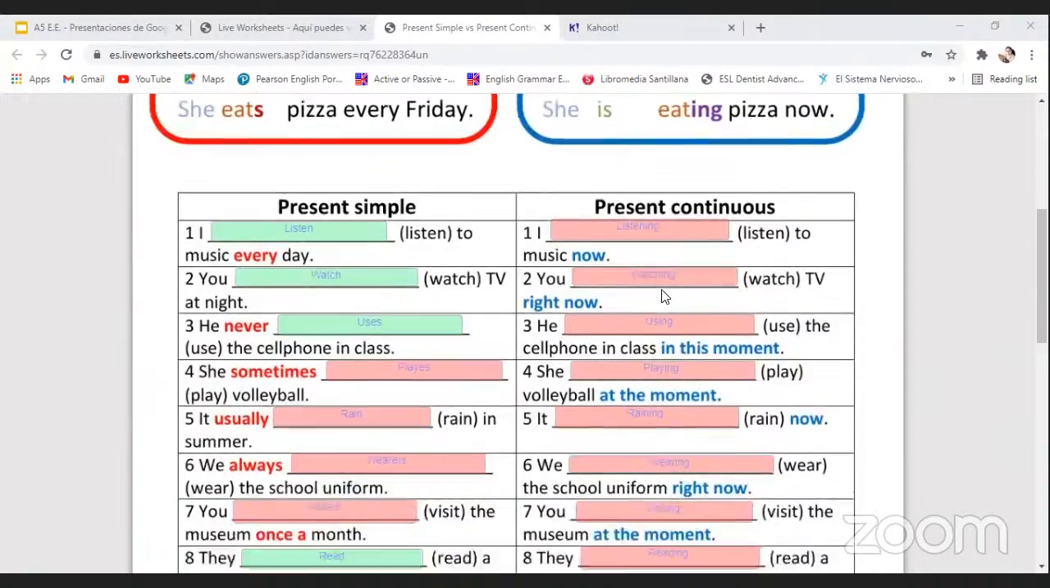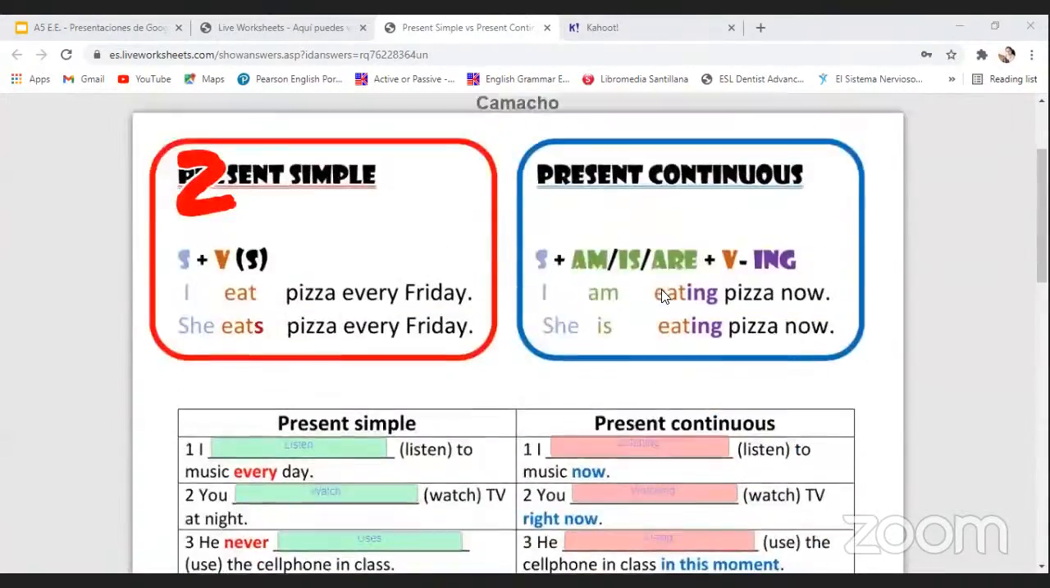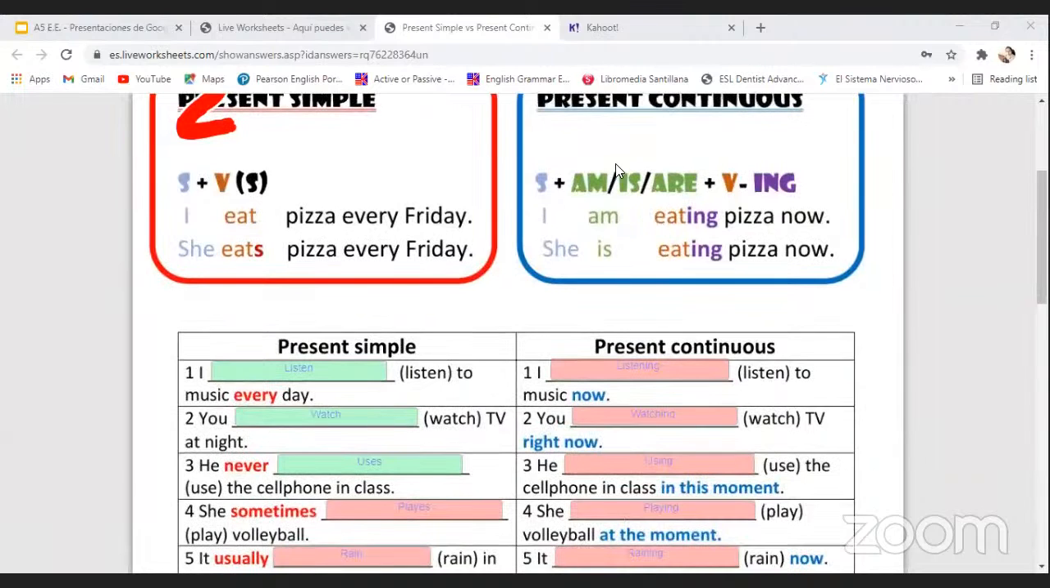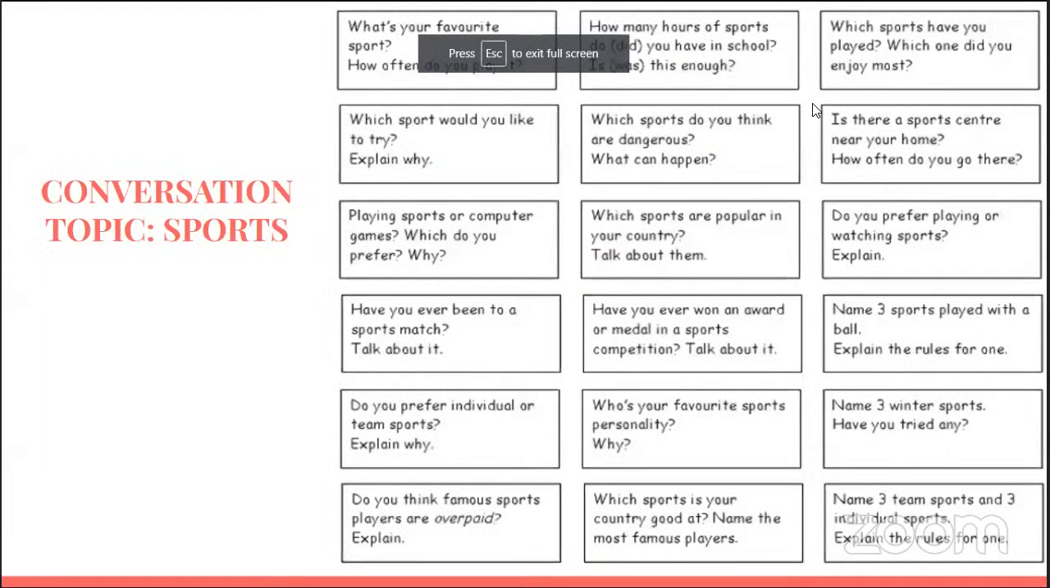Thank you. Yes. So, something that you don't have to forget is the use of the verb to be, always for the present continuous. Always. Okay. Thank you, Miss. You're welcome. And here, we're going to have this topic conversation about sports.